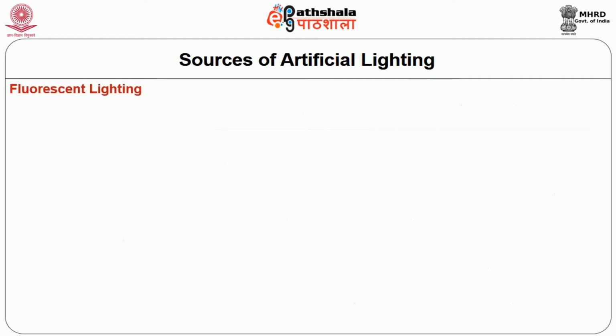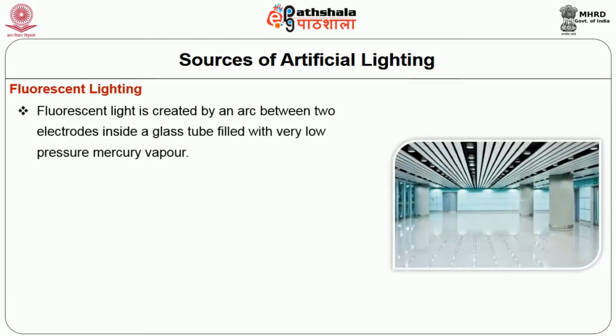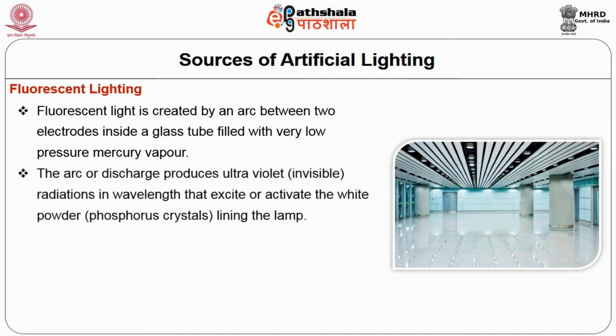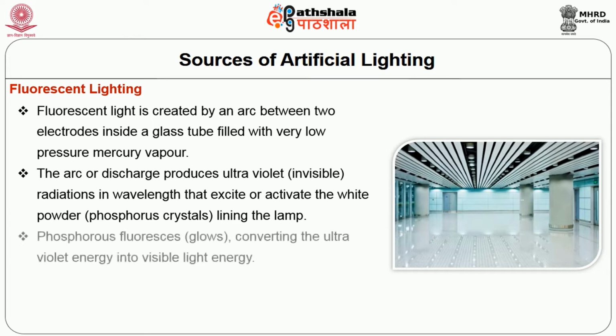Next let us see fluorescent lighting. Fluorescent light is created by an arc between two electrodes inside a glass tube filled with very low pressure mercury vapor. The arc or discharge produces ultraviolet radiation that excites or activates the white powder, that is phosphorus crystals lining the lamp. Phosphorus fluorescence converts the ultraviolet energy into visible light energy.